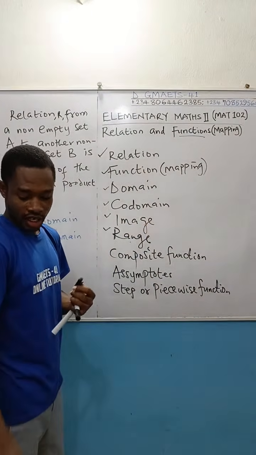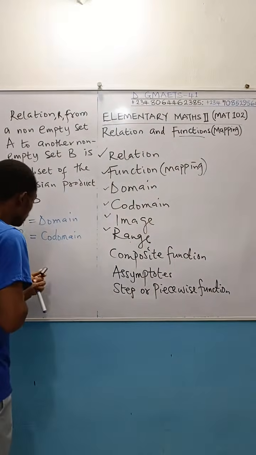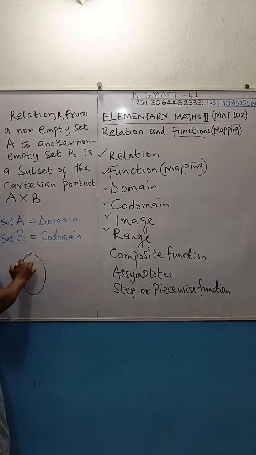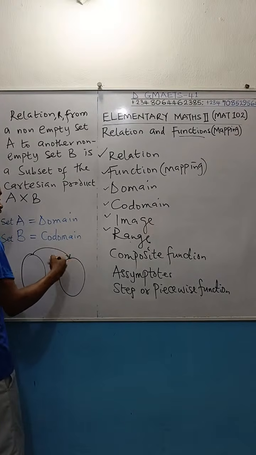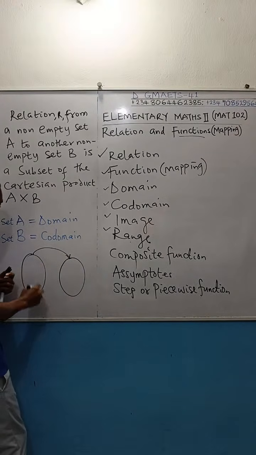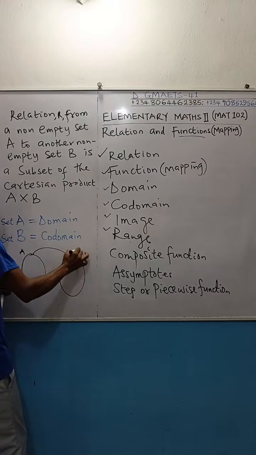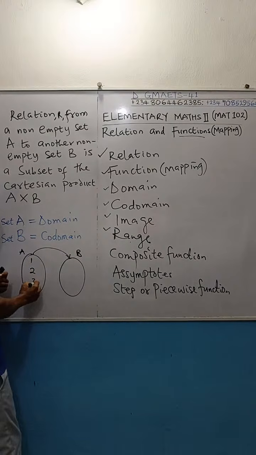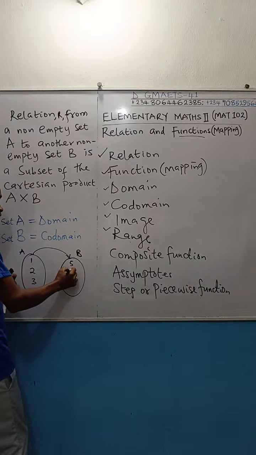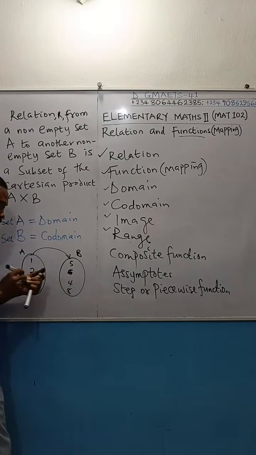I want you to quickly take a look at this. Imagine that I gave you something like this, and then I draw something of this kind and say that this is a relation. I'm assuming. So we have this as A, we have this as B. And we now say that we have 1, 2, 3, and then we have 5, 6, let's say 4, 8.